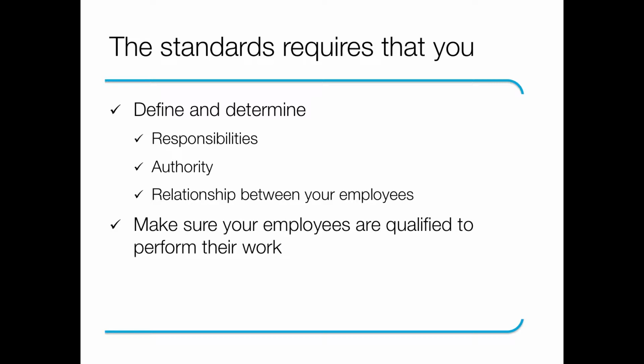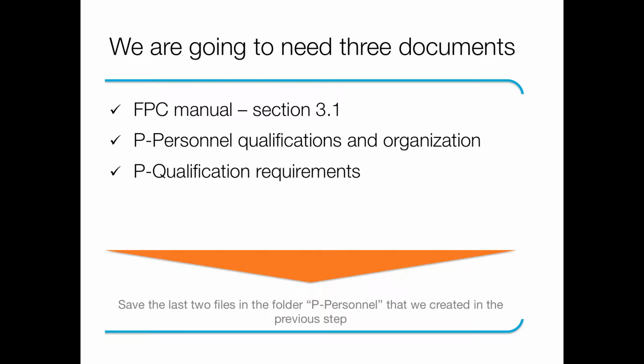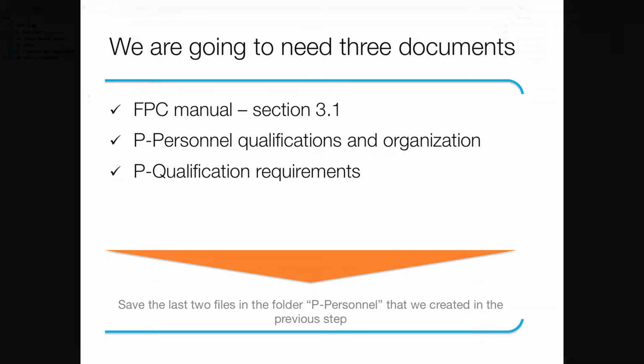To meet these requirements, we are going to need three documents: FPC Manual Section 3.1, P Personal Qualifications and Organization, and P Qualification Requirements. As we have already downloaded the FPC Manual during the previous step, you only have to download the two remaining files from the right sidebar. After you have downloaded the files, move them into the subfolder P Personal and Organization that we created in the previous step. In this folder, we will store all files that have something to do with your employees' qualifications or experience.